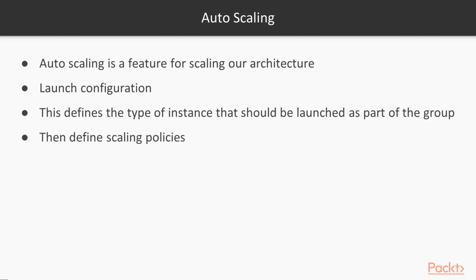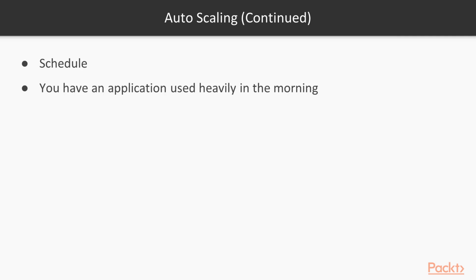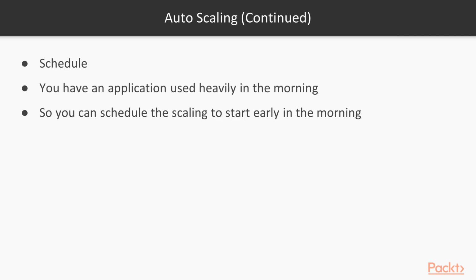Now you can define it based on a schedule, or you could have a dynamic scaling policy. Now when it comes to a schedule, an example of where you would use a schedule for your autoscaling group is, let's say you have an application that's being used heavily during the morning times. You can actually scale your application based on a schedule in the morning itself. So you could schedule the scaling to start early in the morning for your entire application.